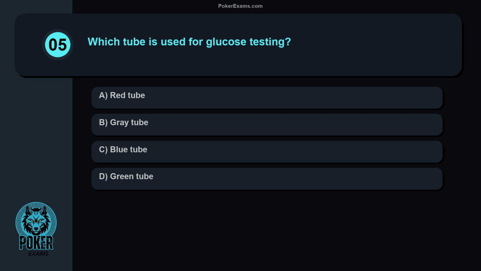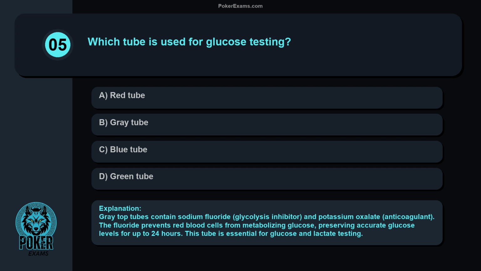Question 5. Which tube is used for glucose testing? Red tube. Gray tube. Blue tube. Green tube. Gray top tubes contain sodium fluoride, a glycolysis inhibitor, and potassium oxalate, an anticoagulant. The fluoride prevents red blood cells from metabolizing glucose, preserving accurate glucose levels for up to 24 hours. This tube is essential for glucose and lactate testing.